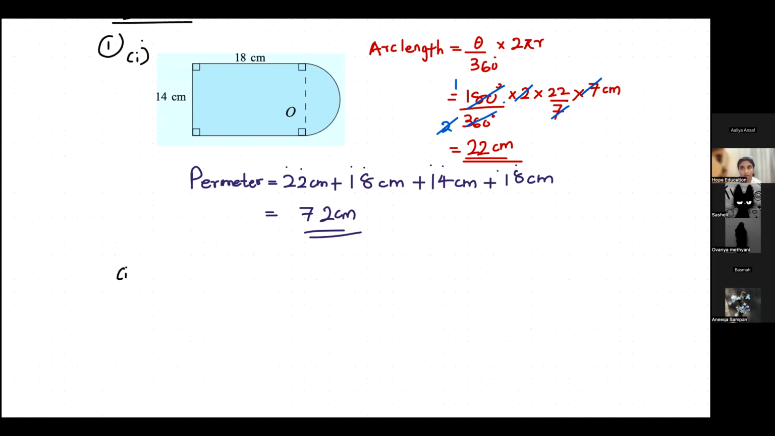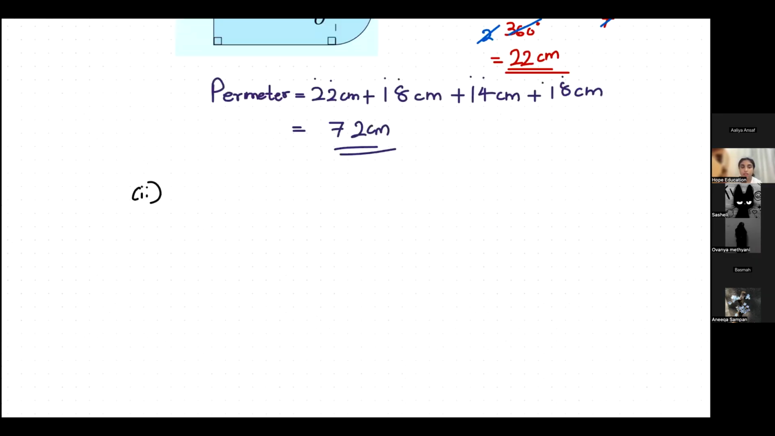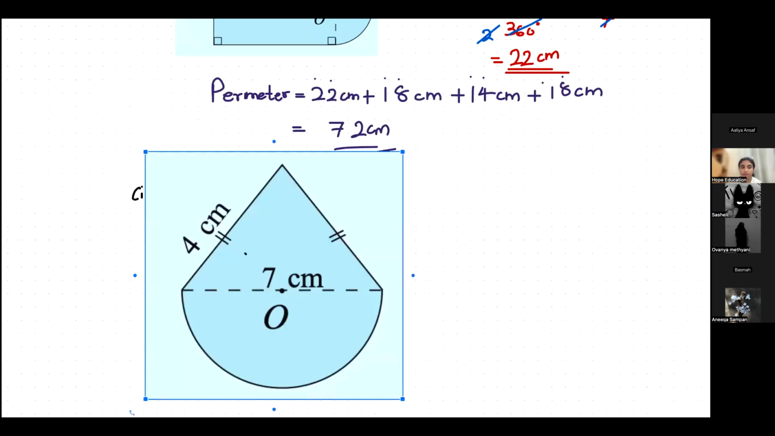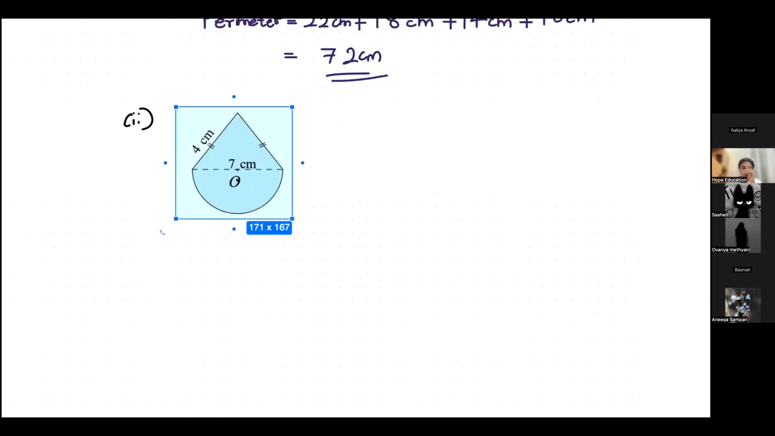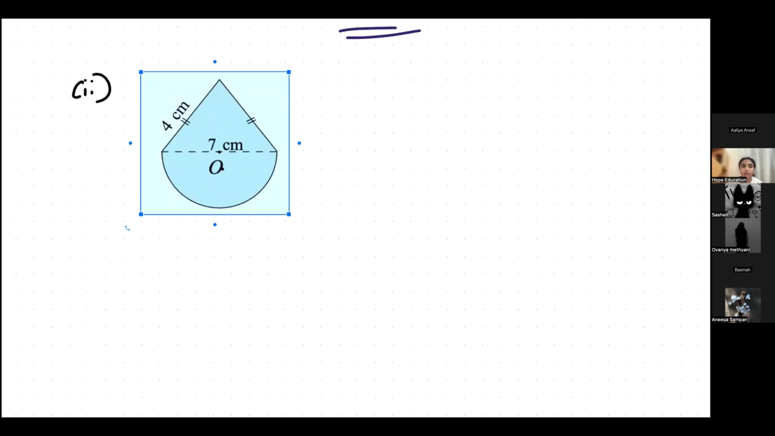Let's try another one. Again, we will try this one together. Exercise, Roman number 2. Okay, kids. This is the composite figure that we have. When they ask you to find the perimeter of this figure, you can see there is this length, this length, and this arc length. Actually, we need to find all three. This time I will not find the arc length separately. I will find everything together.